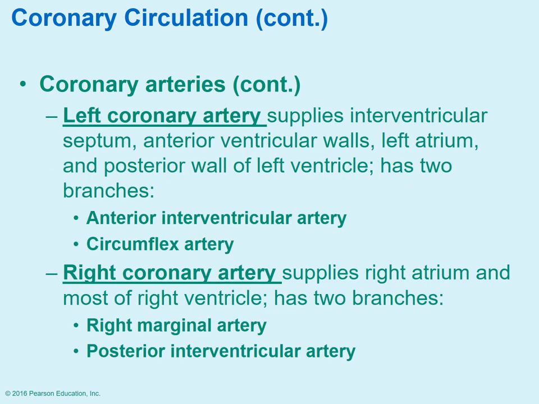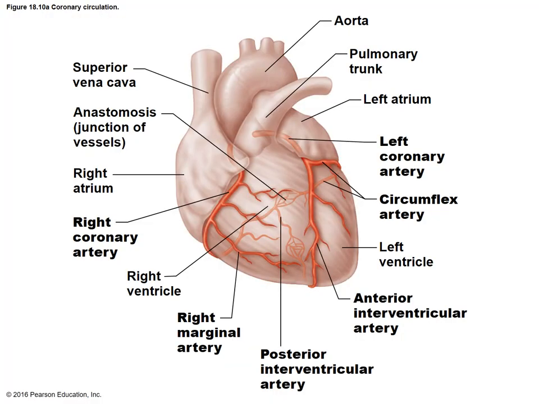The left coronary artery is going to supply the interventricular septum, the anterior ventricular wall, the left atrium, and the posterior wall of the left ventricle. It has two branches. It has your anterior interventricular artery and the circumflex artery. The right coronary artery supplies the right atrium and thus the right ventricle. It has two branches, the right marginal artery and the posterior interventricular artery. As you can see here, the arteries.